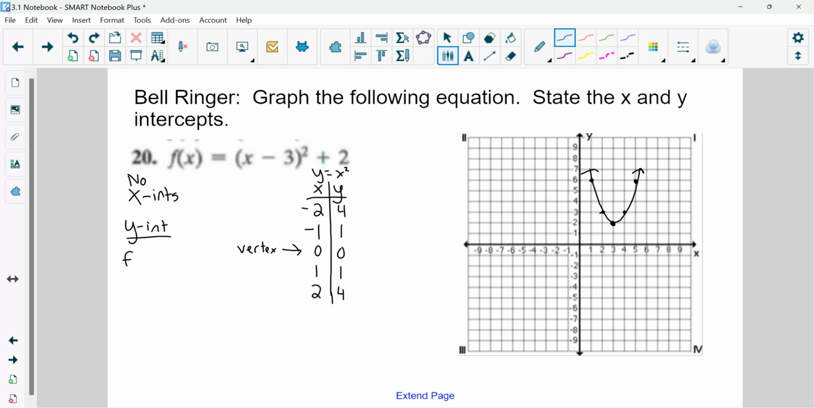Remember, to find the y-intercept, you're plugging 0 in for the x's. So I'm going to find f of 0. And so when I do that, 0 minus 3 is -3. -3 squared is 9. And so 9 plus 2 would be 11. So the y-intercept would be 0, comma 11.